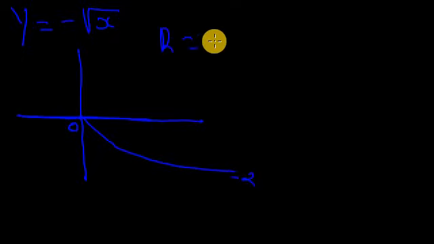And its range in this case will be simply, don't forget, range is ranging from least all the way to maximum. That's negative infinity all the way to 0, including 0.